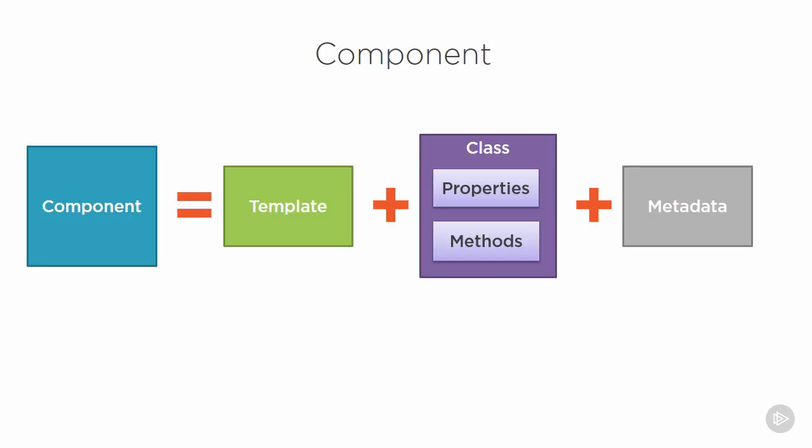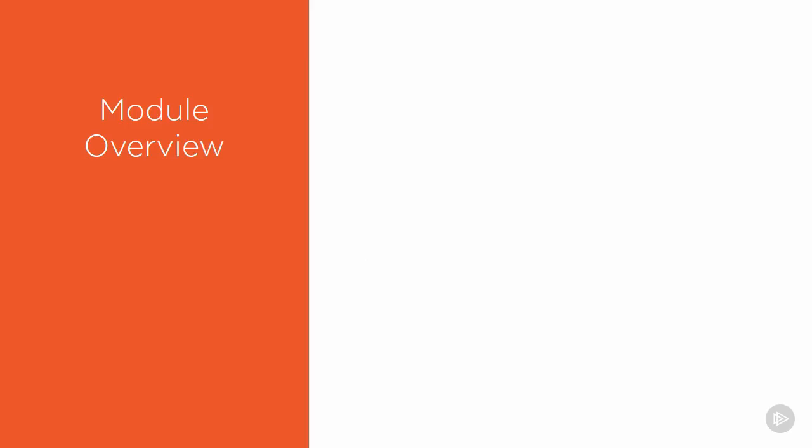We've seen that an Angular component is a view defined with a template, its associated code defined with a class, and additional information defined with metadata and set using a component decorator. In these next two modules, we'll focus on techniques for building the template.